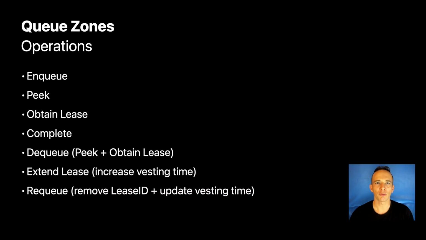In addition to the 4 operations that I presented, we also have dequeue, which is basically pick and obtain lease in the same transaction, extend lease that increases the vesting time, and requeue that releases the lease and updates the vesting time. Now, let's see how we leverage the queue zone abstraction to create an integrated queuing system.